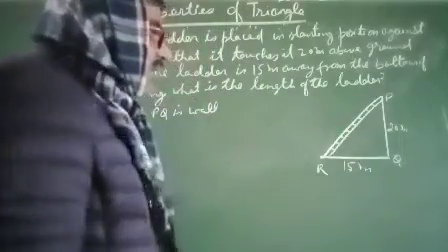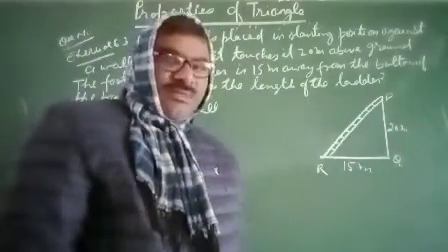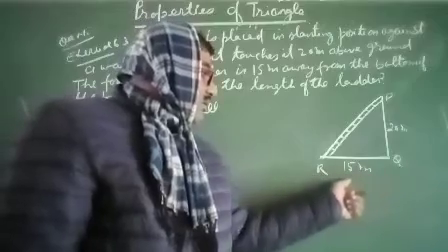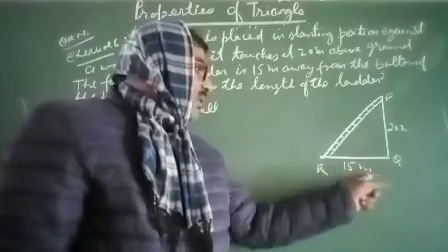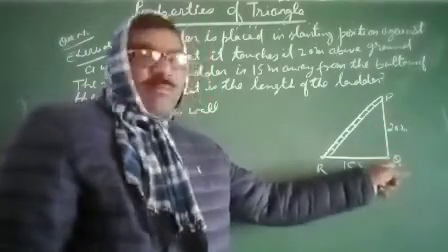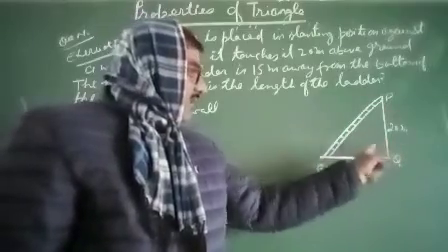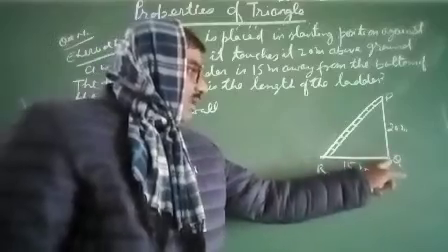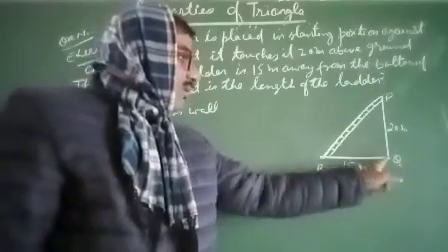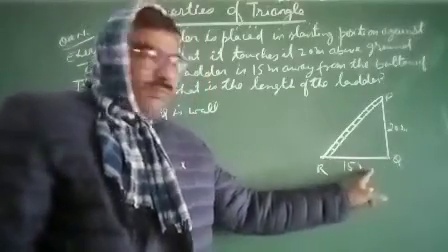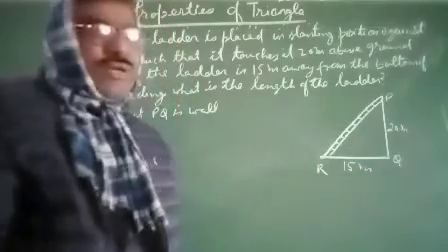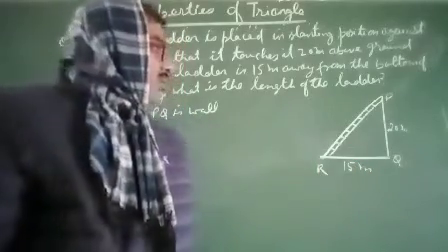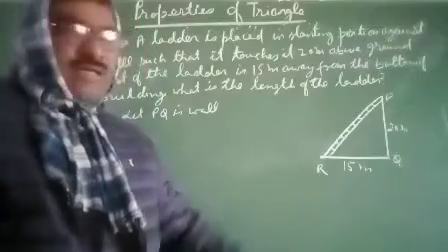A ladder is placed against this wall, 20 meter high. And this ladder is placed 15 meter away from the bottom of the building. Now we have to find out what is the length of the ladder.